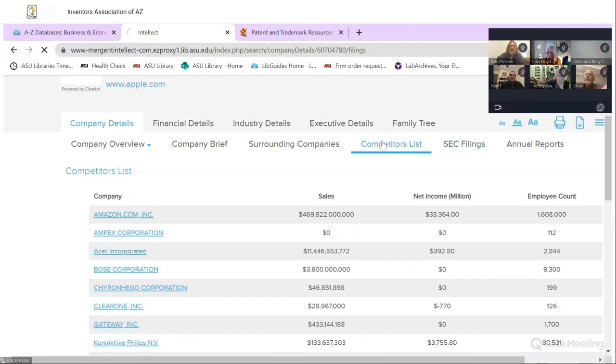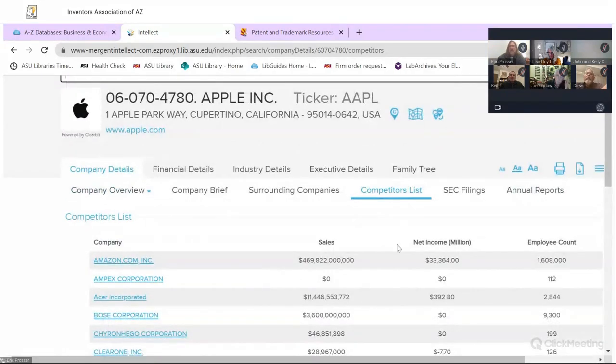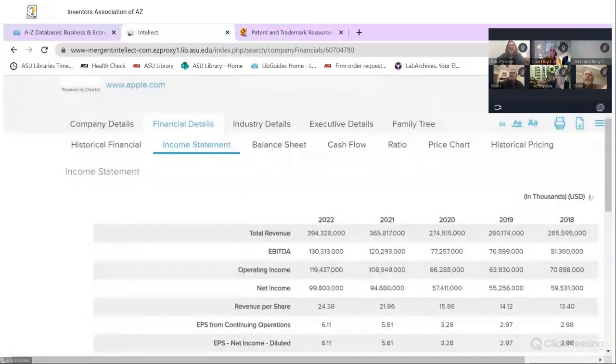It's interesting too, because you can actually look at who some of their large competitors are. You can look at their annual reports. You can look at other companies that are around them. And then you can also get into financial details. And I think, Lisa, you were mentioning, how much is everybody making, things like that. So on a company basis, this is a great way to look at the balance sheets, the cash flow, the historical information, the income statements, things like that. I did mention there are some industry details in this database.